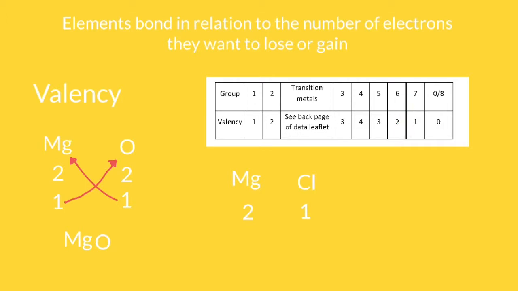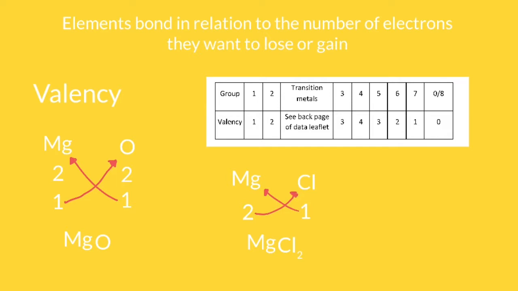This time I can't simplify that any further, so I just cross my valencies to say I'm going to need 1 magnesium and 2 chlorine. So overall, my formula becomes MgCl2. So this small 2 telling me that I need 2 chlorine.